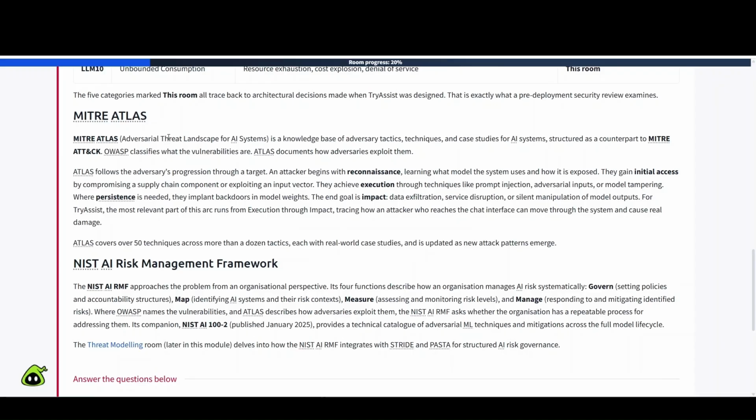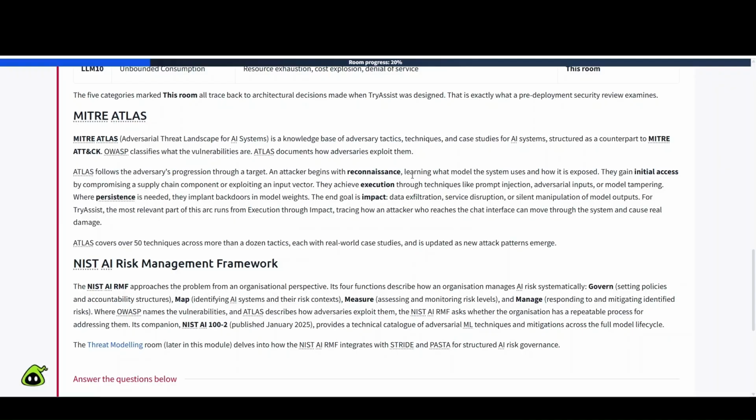So we have MITRE ATLAS, the Adversarial Threat Landscape for AI Systems. It is a knowledge base of adversary tactics, techniques, and case studies for AI systems, structured as a counterpart to MITRE ATT&CK. OWASP classifies what the vulnerabilities are. ATLAS documents how adversaries exploit them. Okay. ATLAS follows the adversary's progression through a target.